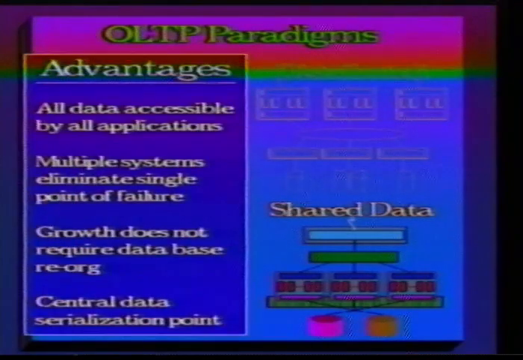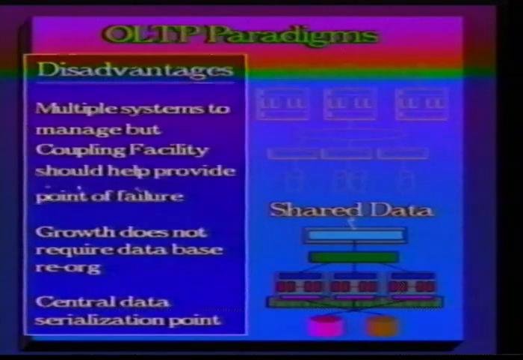Some advantages of a shared data system structure are that all of the data is directly accessible by all of the application programs. Availability is enhanced by having multiple systems. Additions of systems for growth do not require database reorganizations or routing changes. Coupling facility services, such as a central serialization point, prevent system hopping for data access.